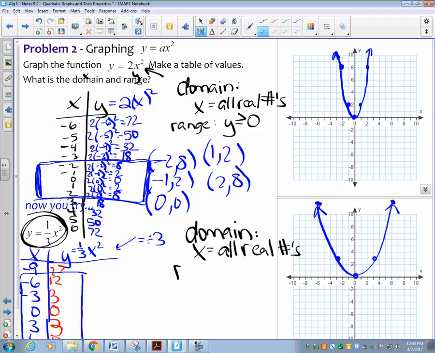And then our range, what's the smallest that y can be? 0. It's all the way down here. That's our min, so it doesn't go below that. So once again, y has to be greater than or equal to 0. The bigger the x's get, the bigger the y is going to get. There's no restriction on the top of it.